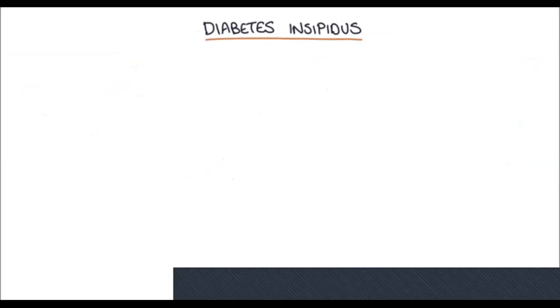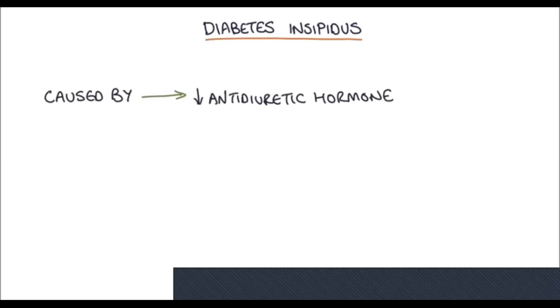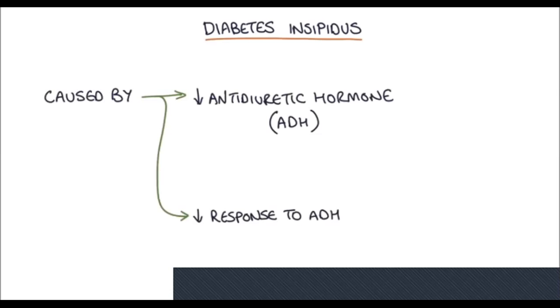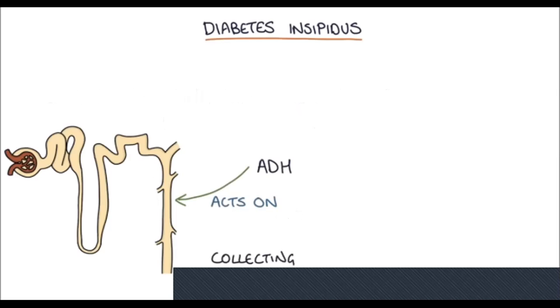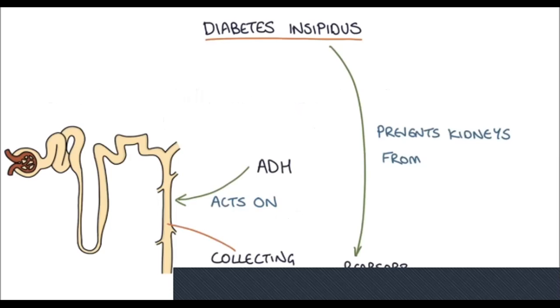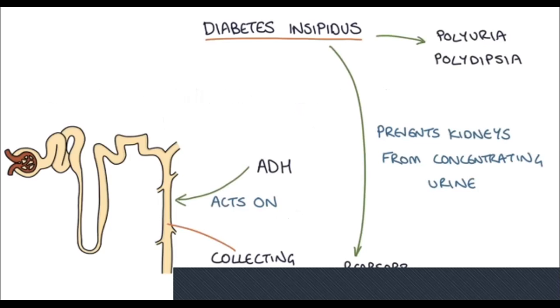Let's jump straight in. Diabetes insipidus is caused by either a lack of antidiuretic hormone, or ADH, or a lack of response to antidiuretic hormone. Remember that antidiuretic hormone acts on the collecting ducts in the kidneys and allows them to reabsorb water from the urine. So having diabetes insipidus prevents the kidneys from being able to concentrate the urine, and this leads to polyuria, or excessive amounts of urine, and polydipsia, or excessive thirst, because the blood is so concentrated.